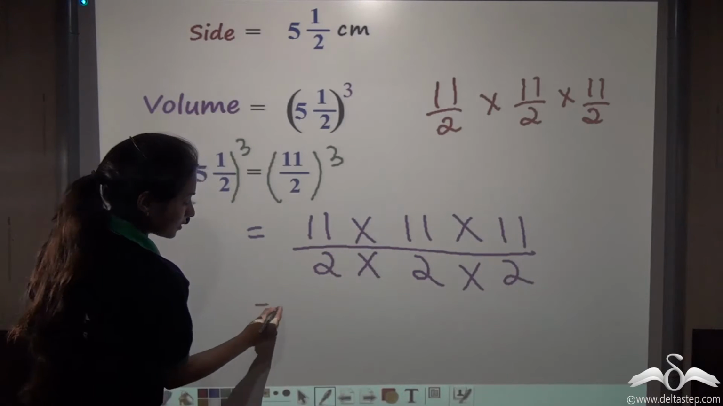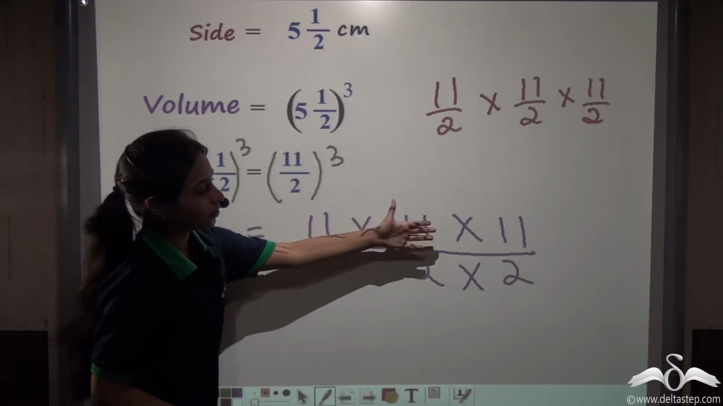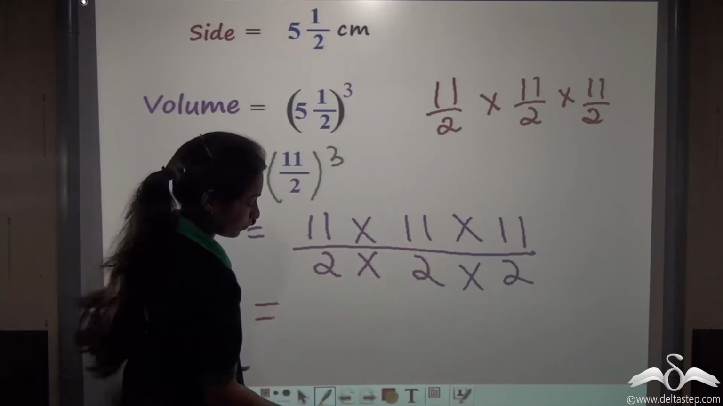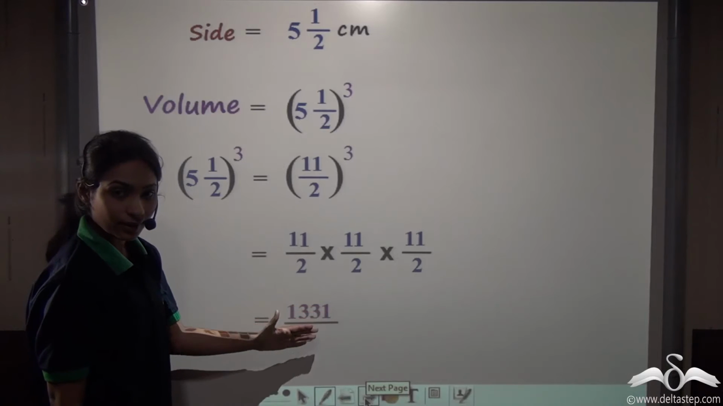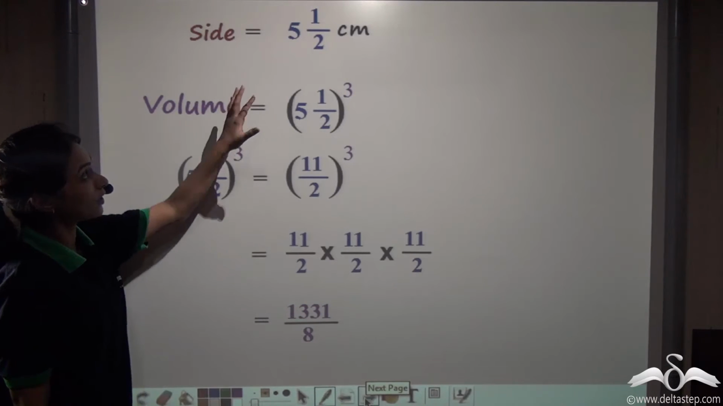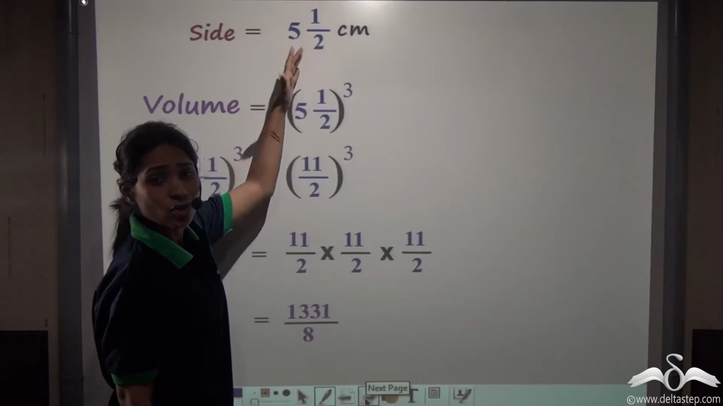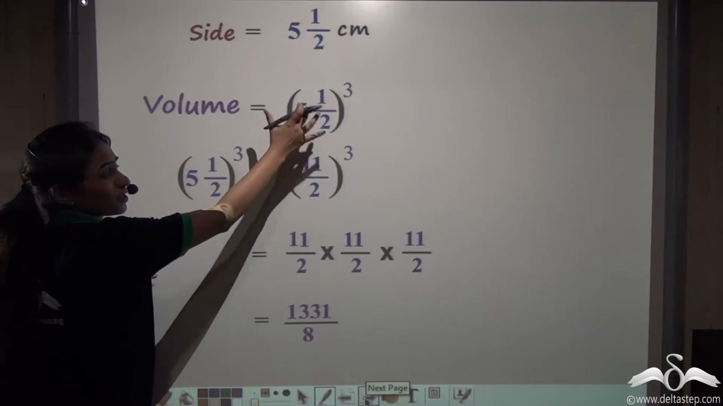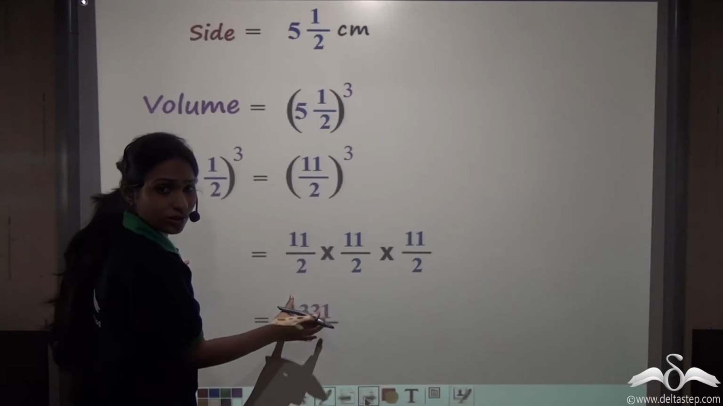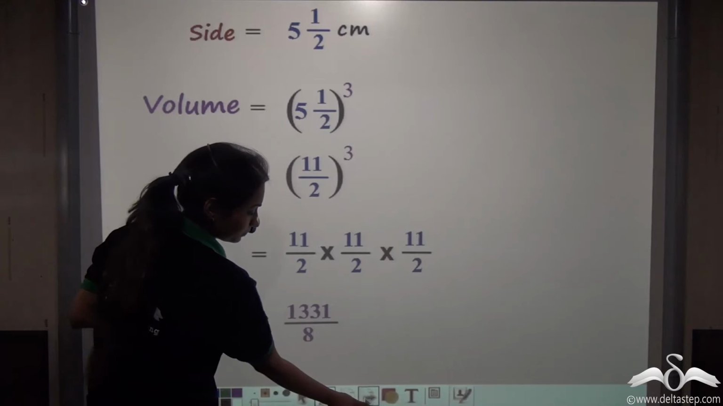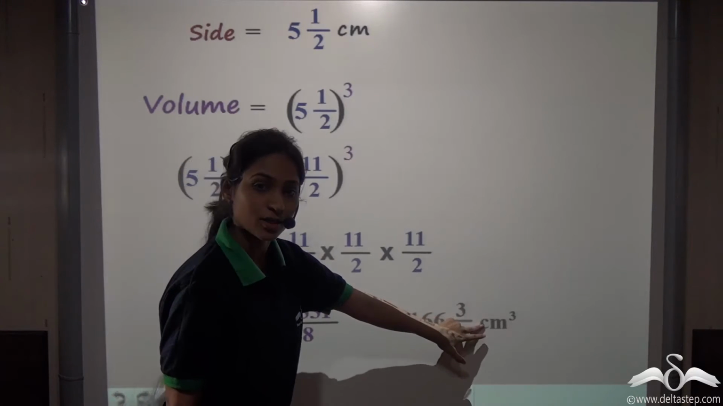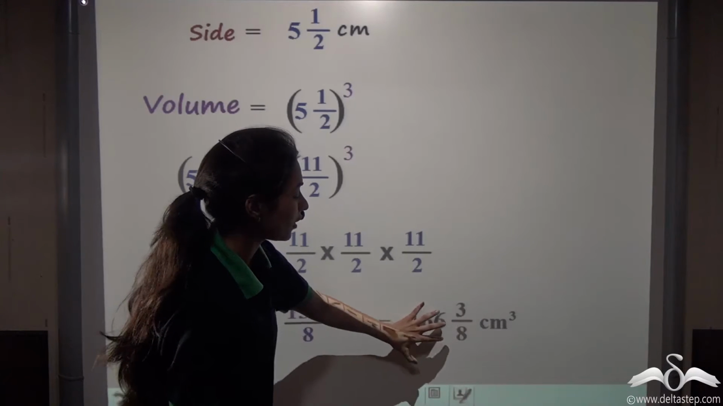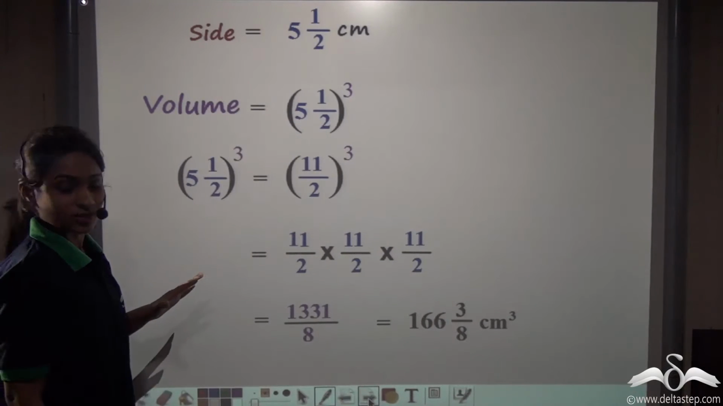So just find out the answer. 11 into 11 into 11 by 2 into 2 into 2. What do you get? 1331 by 8. Now we were given the side in mixed fraction. So never leave the cube of a mixed fraction as an improper fraction. Convert it into a mixed fraction. You get 166 3 by 8 centimeter cube. So this is how we find out cubes of fractions.